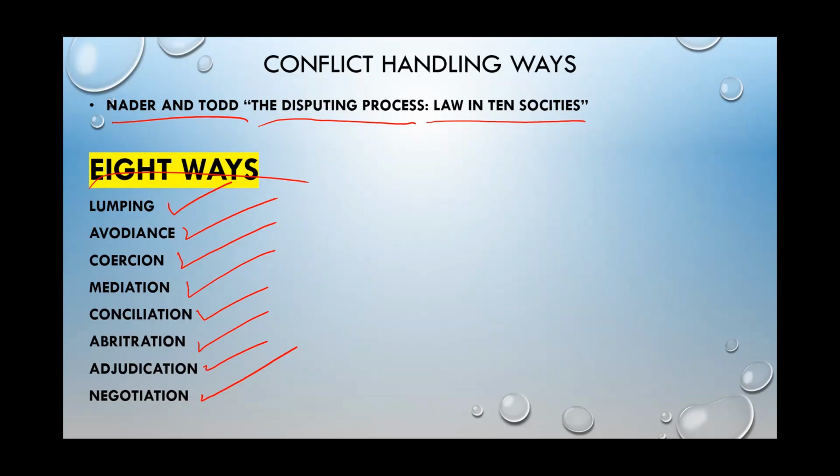Let's take an example and understand. The same example which we have dealt with in the previous video. You and your friend thought of going for a movie. You thought of going for movie X, whereas your friend thought of going for movie Y. Now the conflict has arisen between both of you on which movie to go to. Now the question is how to resolve this. Let's go one by one through the ways identified by Nader and Todd.